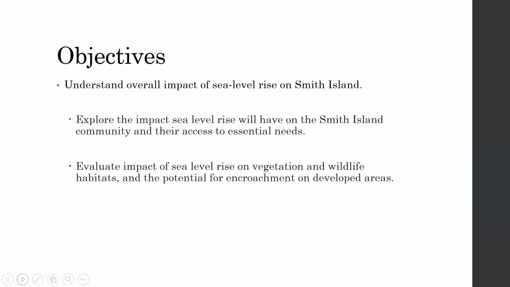So the objectives of my project are to understand the overall impact of sea level rise and erosion on Smith Island. And to do that, I'm going to explore the impact sea level rise will have on Smith Island and the community and their access to essential needs. When I say essential needs, I'm mostly referring to shelter, their access to purchase food, and emergency services. And the second objective under that would be to evaluate the impact of sea level rise on vegetation and wildlife habitats and the potential for enrichment on developed areas, because as the marshes disappear, the animals will have to move closer to those developed areas.